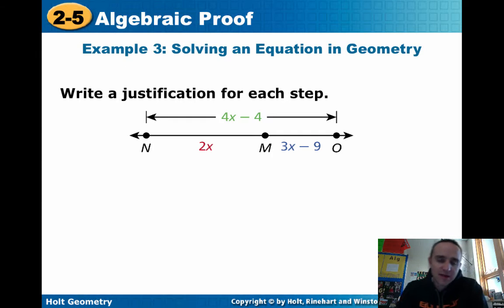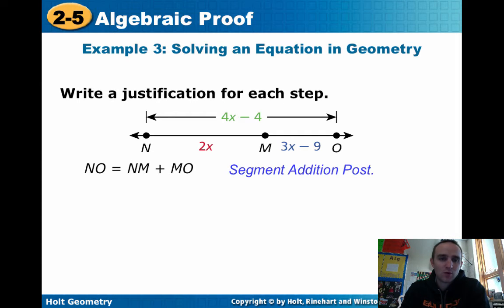If we're trying to solve for x here, well, you should know by now that we can add 2x plus 3x minus 9 is equal to the whole big thing, which is 4x minus 4. But even before that, why can we say that? Well, we can say that because of the segment addition postulate. Segment addition postulate says I can add the two smaller segments together to equal the whole big segment. So notice that we write it first with the letters. We don't put the numbers in yet, the expressions. We write it just with the letters. That is the segment addition postulate.